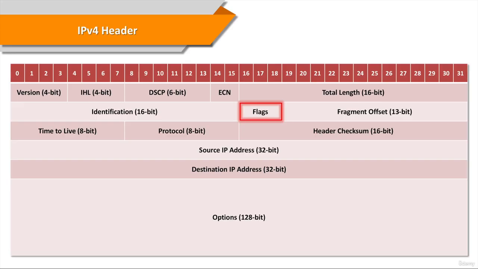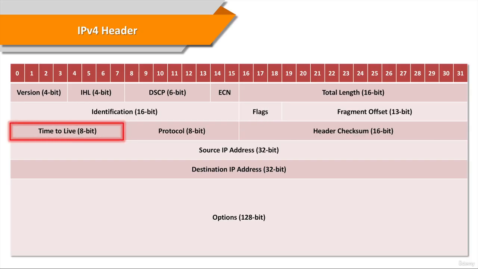Bit 1 is DF, or don't fragment. If it's set, and I mean by that if this bit is a 1, and fragmentation is required to route the packet, then the packet is dropped. Bit 2 is MF, or more fragments. For fragmented packets, all fragments except the last have the MF flag set. Bit 0 is reserved for the future.